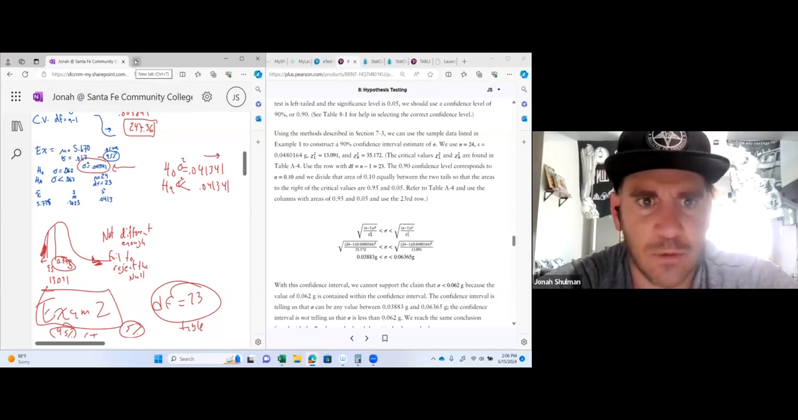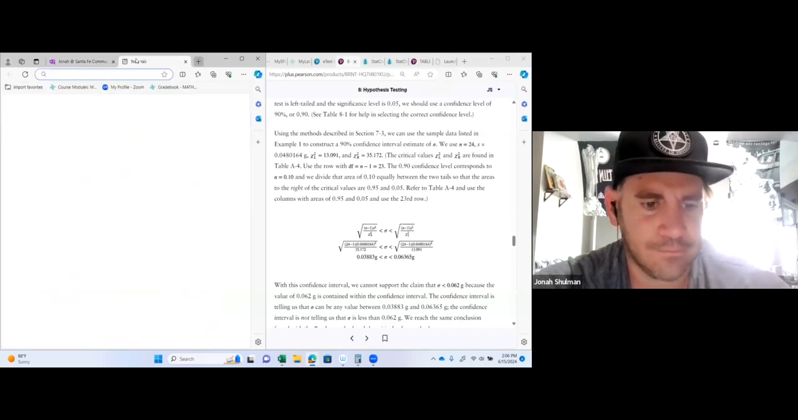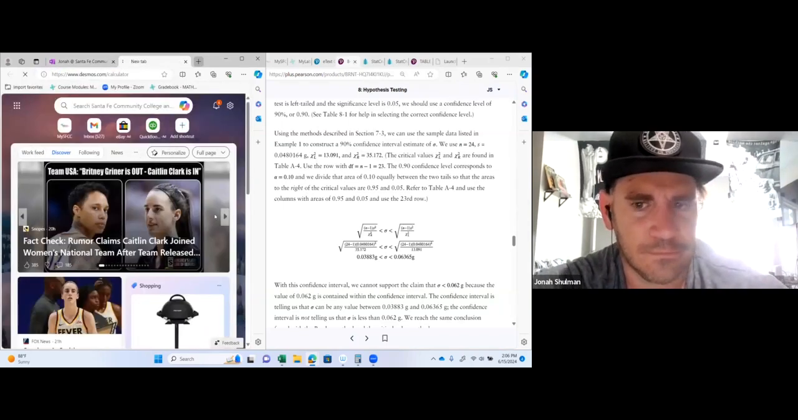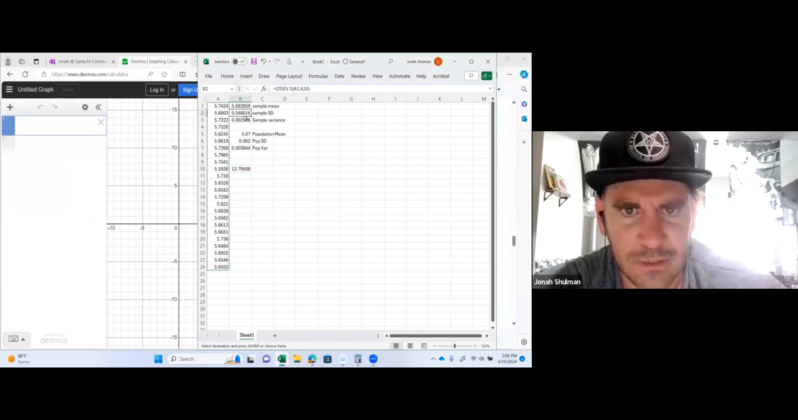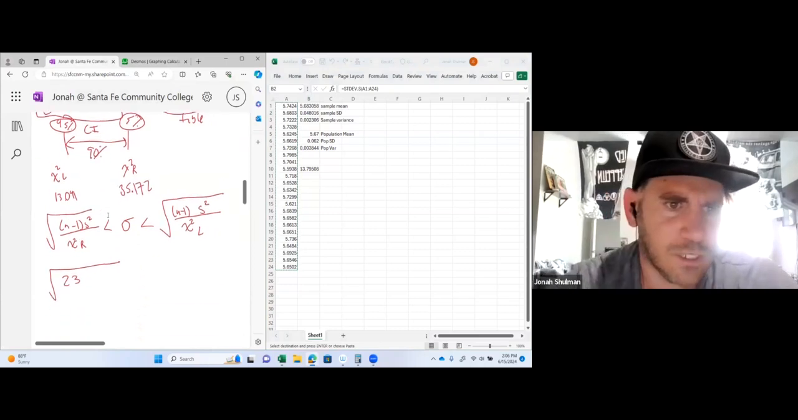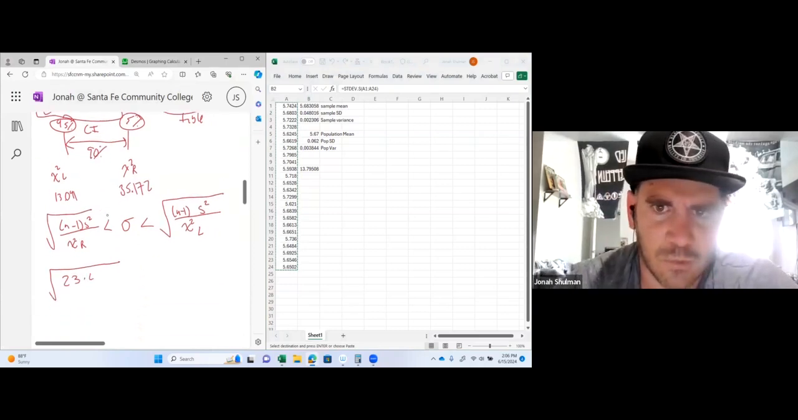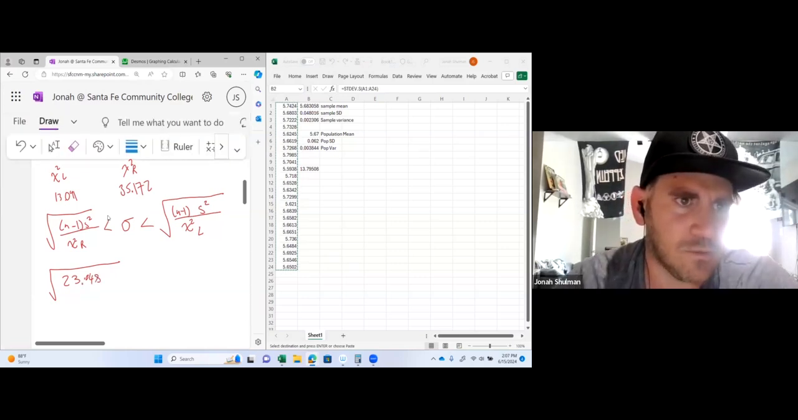I think that's where my one mistake is. Sample standard deviation is 0.048 is what I got. I think I just wrote it wrong. Yeah, 0.048. So here we go. 23 times 0.048. Oh, that looks really ugly.